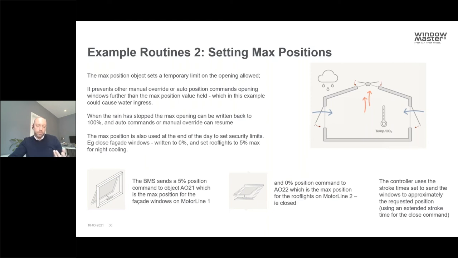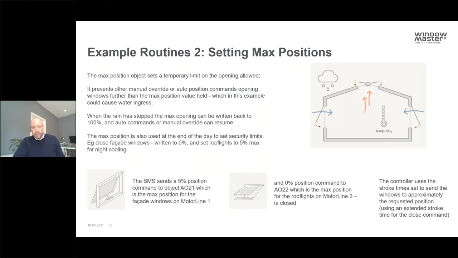So the max position object sets a temporary limit on the opening allowed, and it prevents manual override, so it can stop people from opening the roof lights when it's raining, and it can stop auto position commands that continue to run their algorithms in the background from breaching what is considered to be a safe, reasonable maximum opening. So in this instance, it's to stop water ingress. But when the rain stops and the BMS is comfortable, it can then take the limit off. It can rewrite the max opening position back to 100%, and then any auto commands or manual overrides can resume.